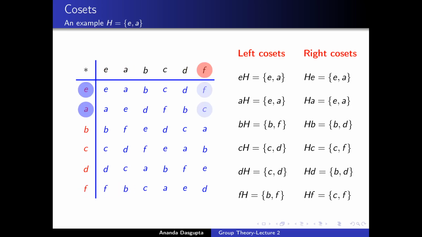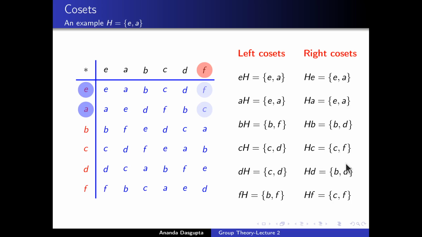And so now notice that the cosets are repeating, right? EH and AH have the same left coset, BH and FH have the same left coset, CH and DH have the same left coset. Right cosets do not match the left cosets, but the same feature is there again. EA is the right coset for both E and A, that's sort of obvious. BD is the right coset for both B and D. CF is the right coset for both C and F.